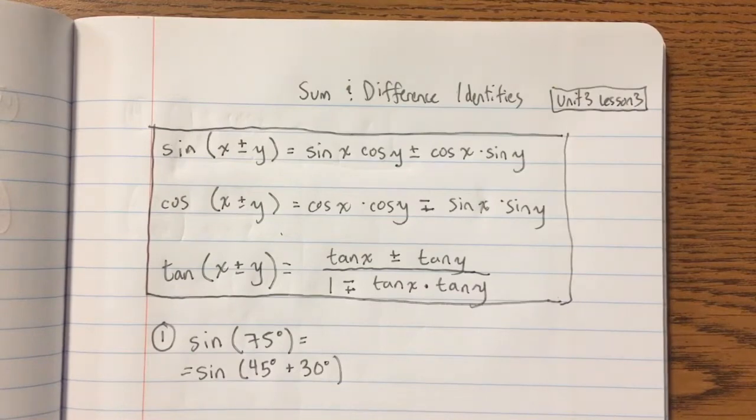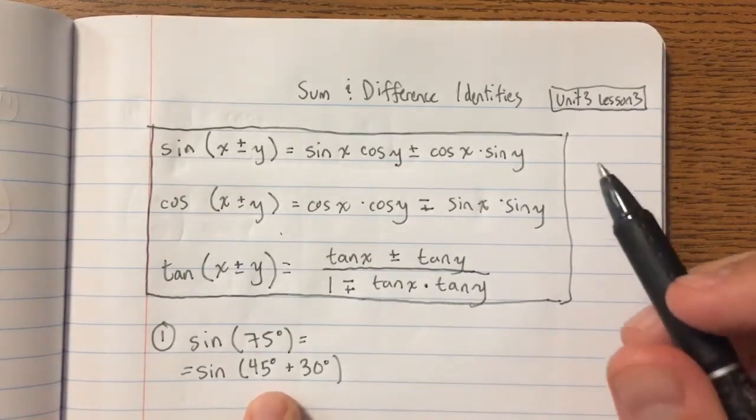I don't know, 135 minus, is that going to work? 135 minus 60 would work. Both of those are on the unit circle. So there you have a couple of options on how you could write that.